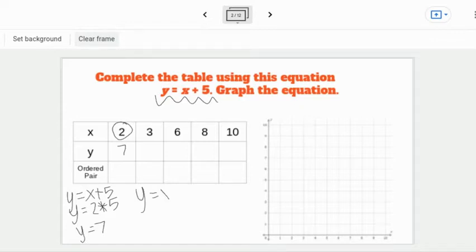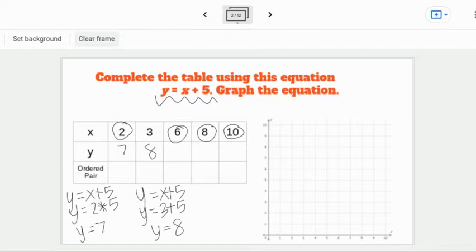y equals x plus 5. This time we put in a 3. So y equals 3 plus 5. 3 plus 5 we know is 8. Okay, I want you to pause the video and I want you to complete the chart for 6, 8, and 10. When everybody looks like they are done with that, just leave them on your whiteboards and press play, and then we will continue.